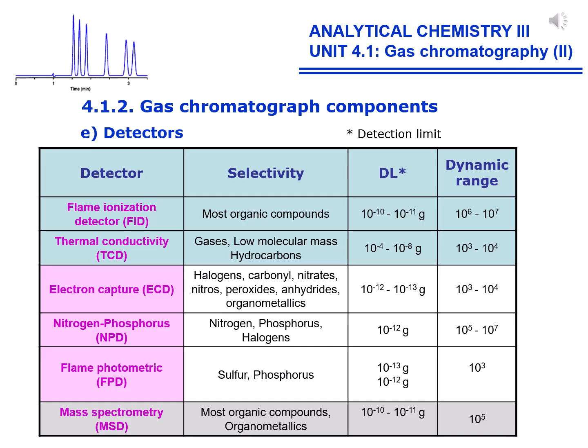The table on the slide summarizes the most important characteristics of all detectors mentioned in this unit. Among the data included are the compounds detected by each one, the detection limits achieved, and the dynamic range.